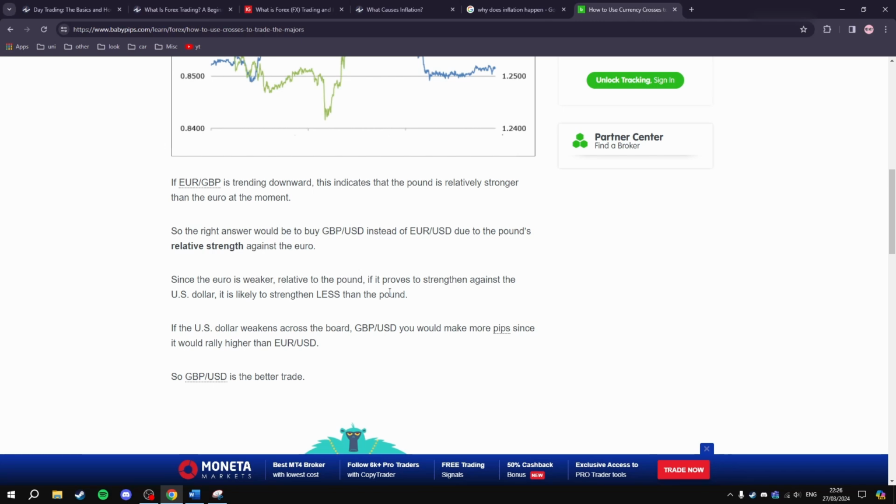But why though? Due to the pound's relative strength. So if the pound is stronger than the euro, then you'd buy GBP/USD instead of EUR/USD. So even though for the same unit of 1 GBP or 1 euro, you would need less GBP to buy 1 euro. So if you need less GBP to buy 1 euro, but then why would you buy GBP/USD instead of EUR/USD?